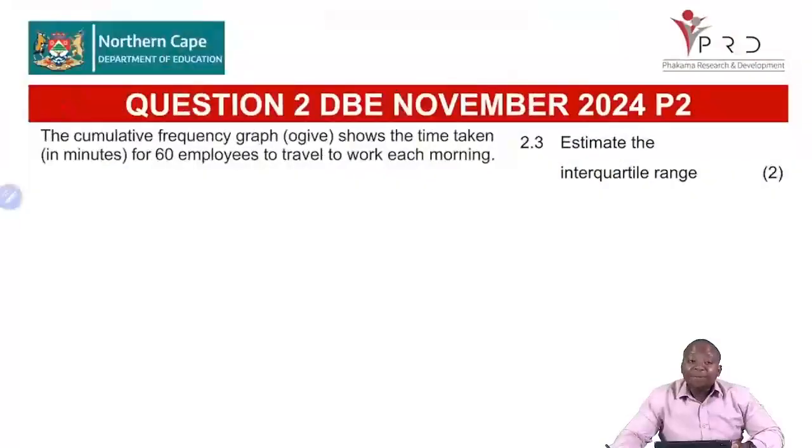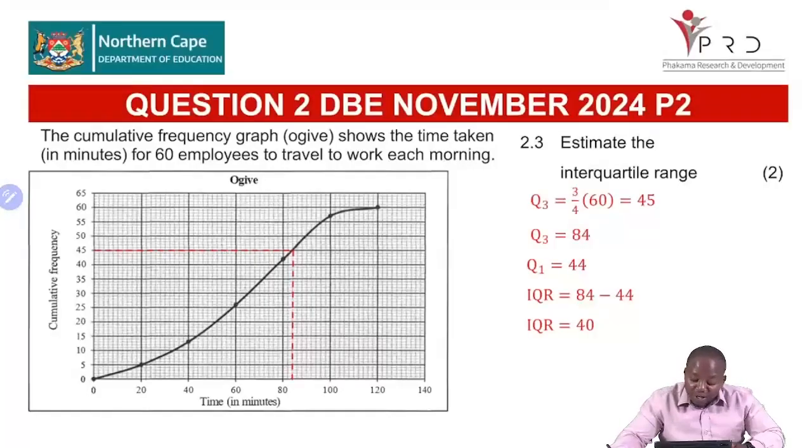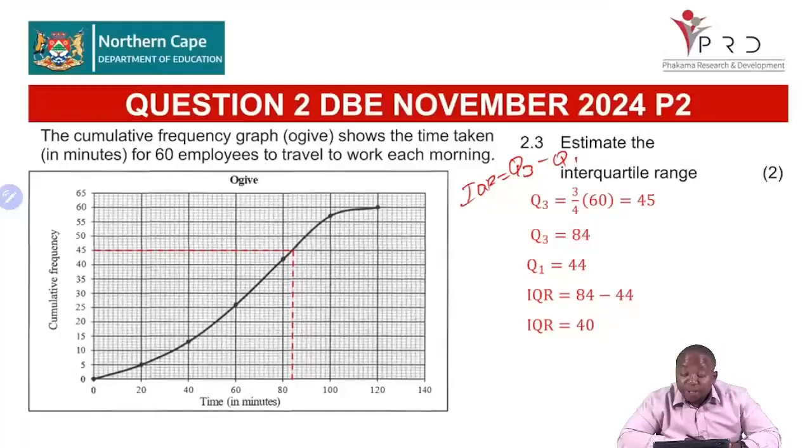Right, 2.3. We need to estimate the interquartile range. To find the interquartile range, in this case, we need what? Remember, IQR is equal to Q3 subtracting Q1. So we already found Q1 from 2.2.